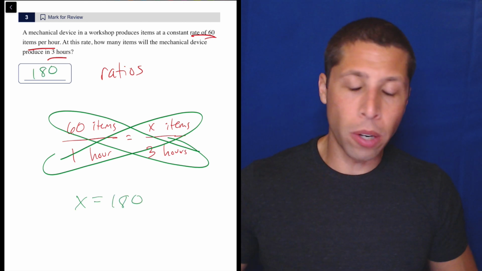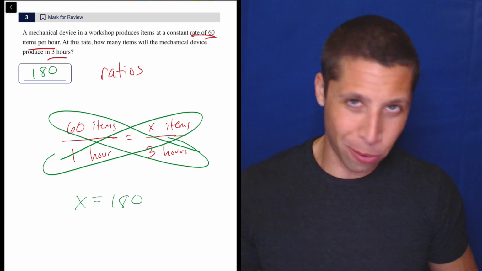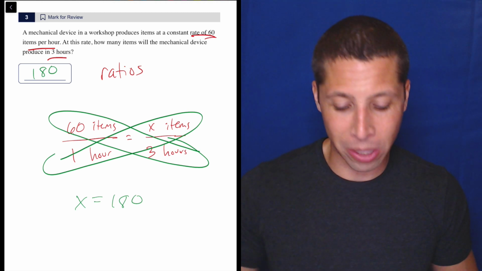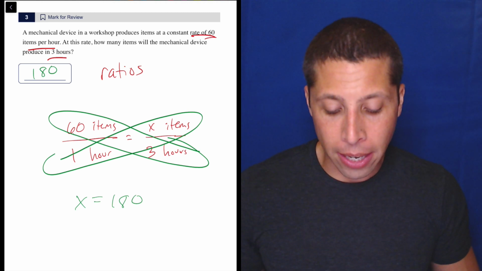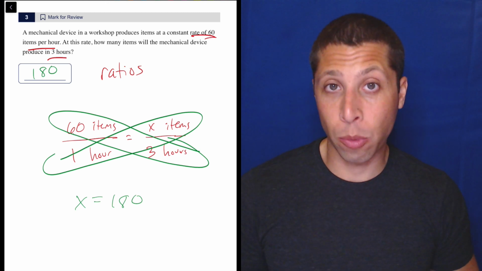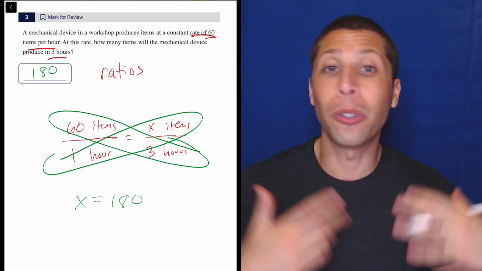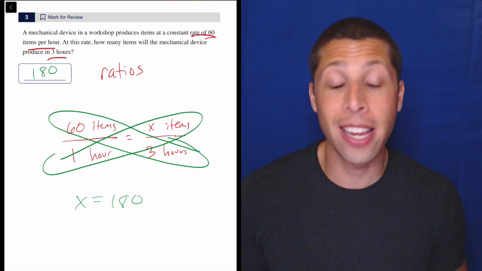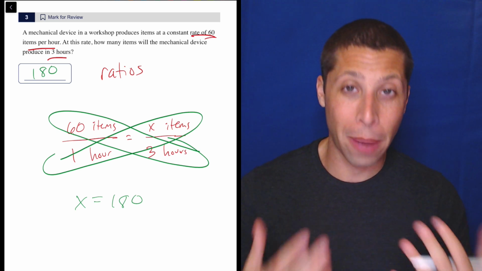Right, so again, many of you would have seen that right away, done that right away, not even needed a calculator because 3 times 60 isn't so bad. But there will be harder versions of this question in harder modules, harder tests, the SAT. So we really want to make sure that we are prepared.